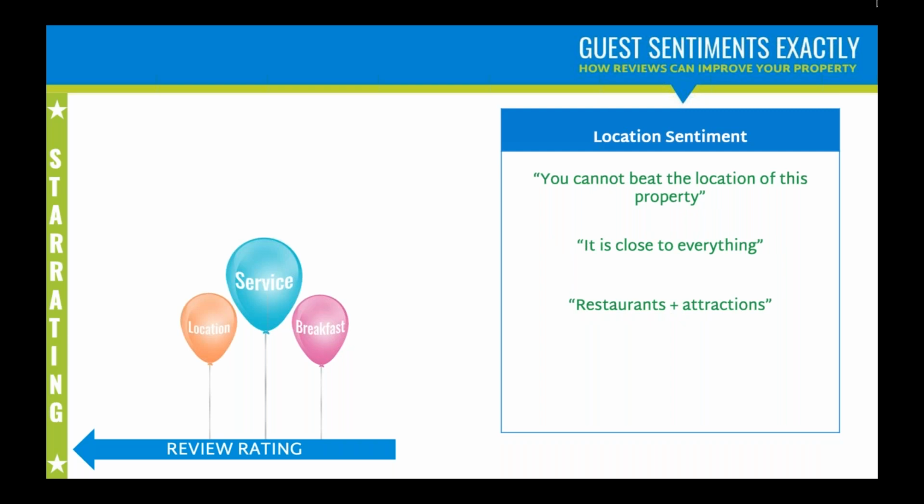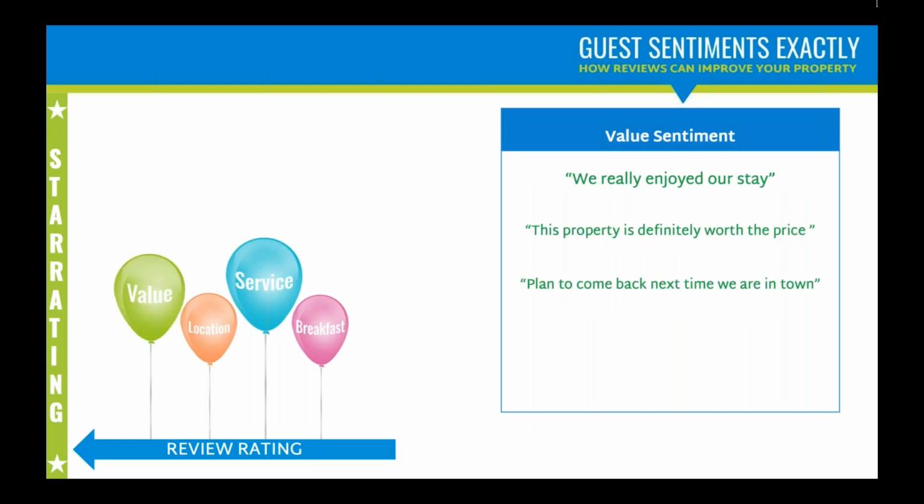Location was also positively mentioned, talking about the hotel's proximity to both restaurants and nearby attractions. And last and most importantly, value. If travelers do not perceive your hotel as a good value, your property really could be in some serious trouble. Luckily, in this review, the guest gave the hotelier and other travelers plenty of signs that they perceived their stay as a good value, mentioning that the property was definitely worth the price and they plan to come back the next time they're in town.